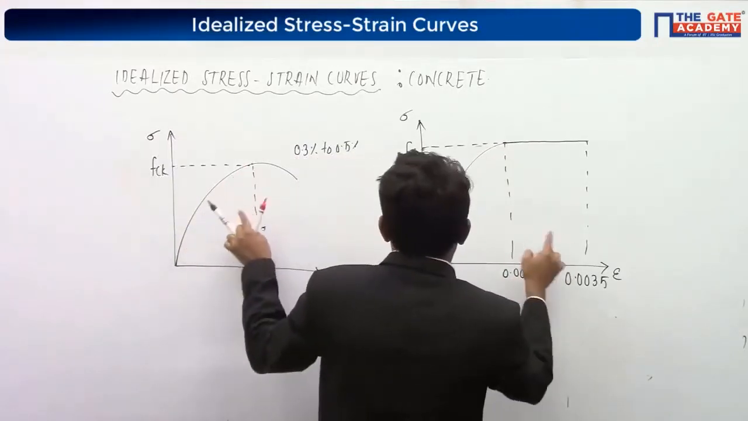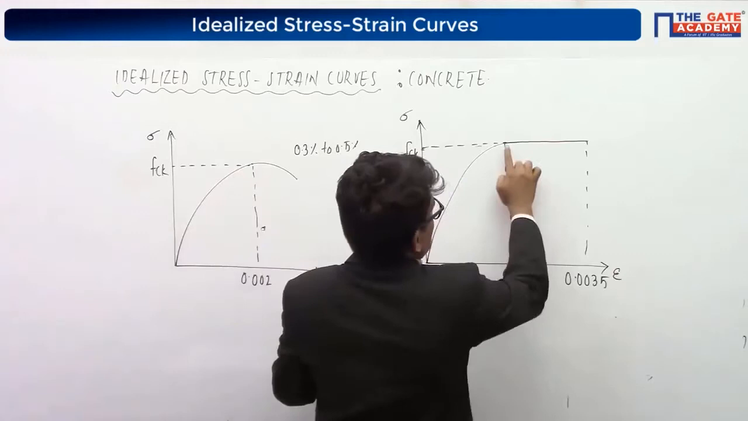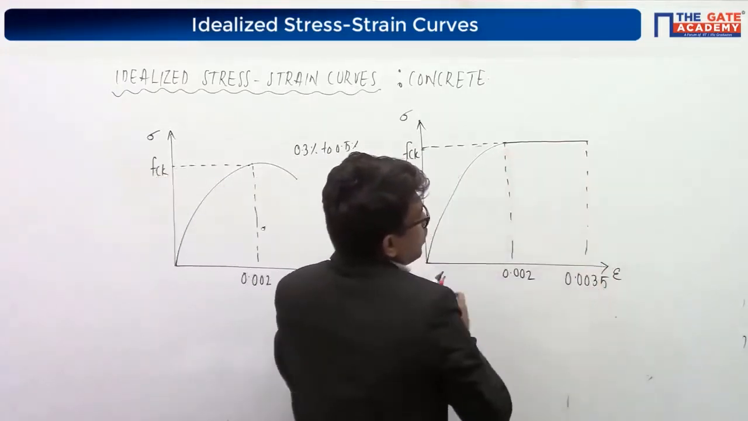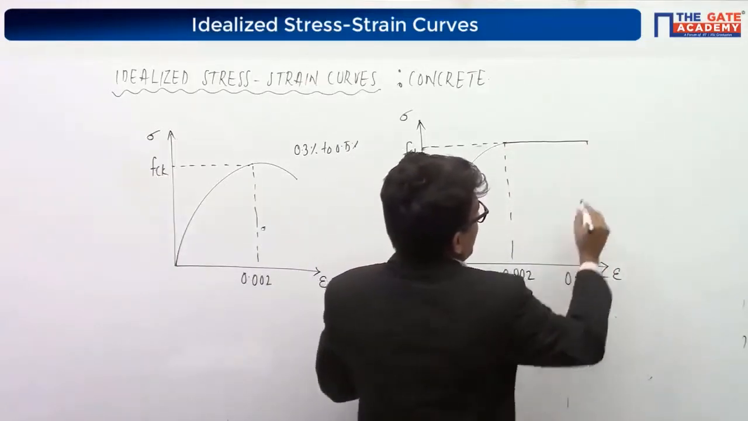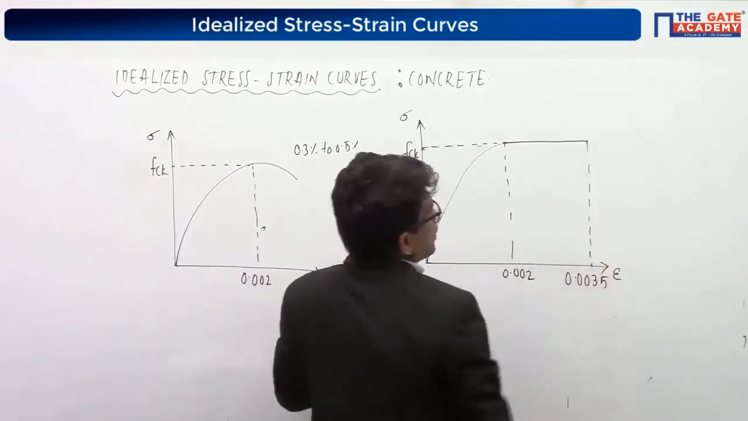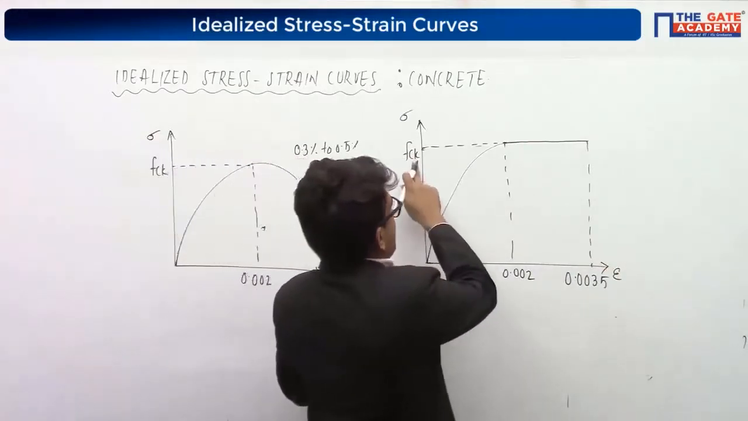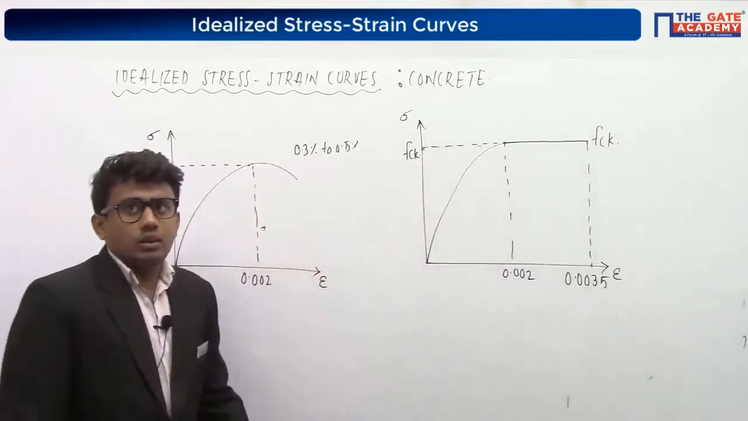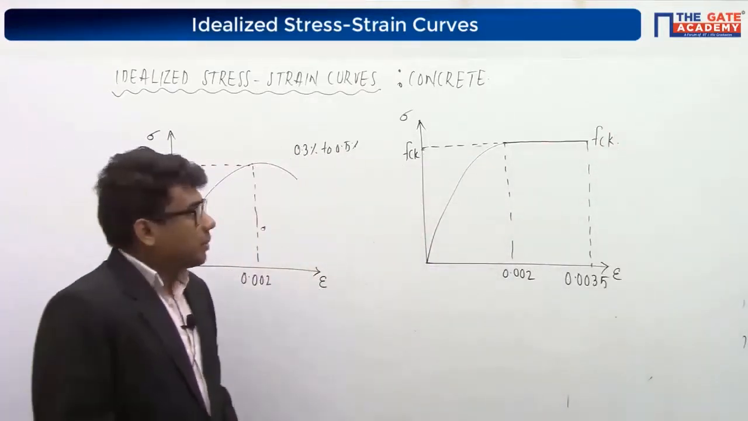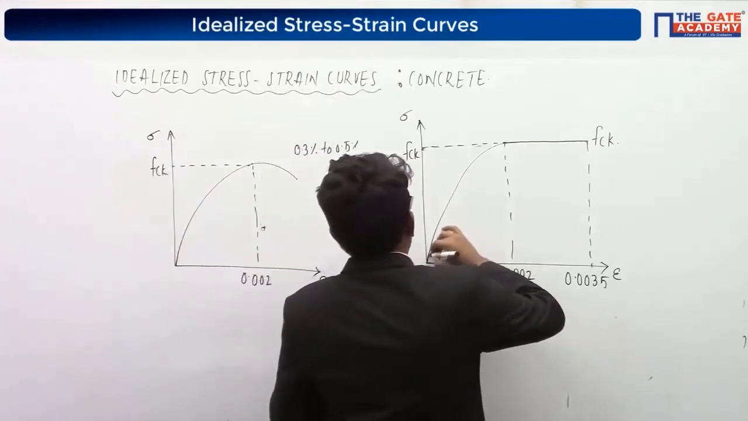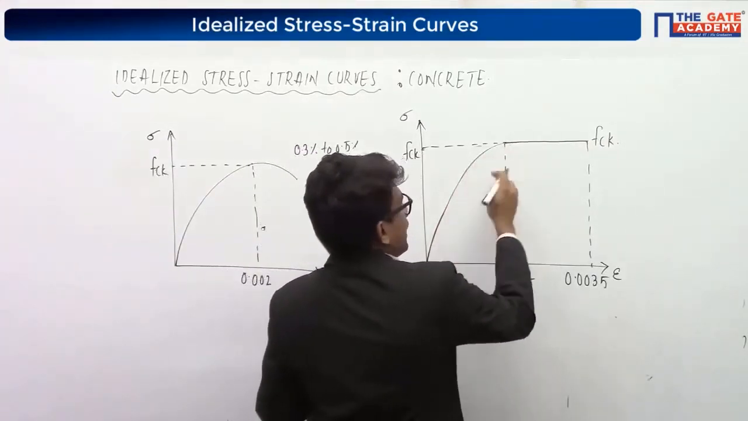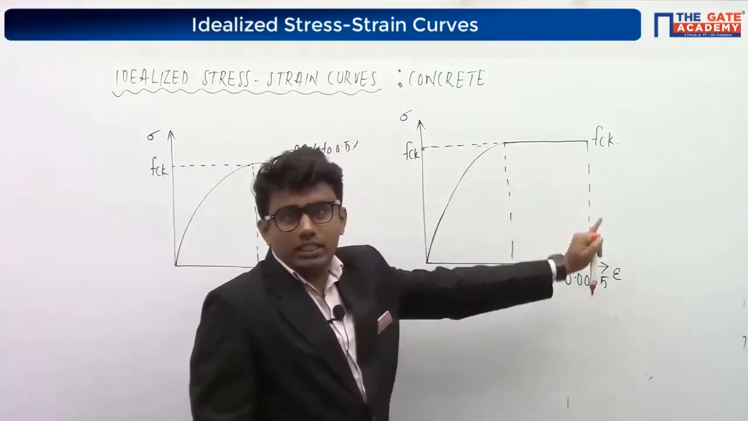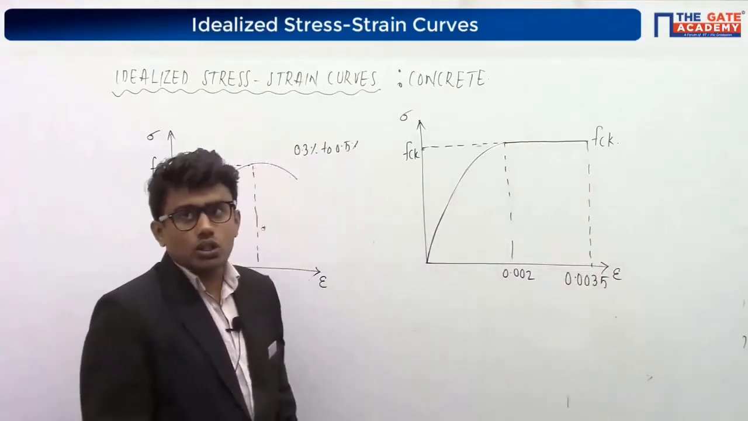You can compare it with this actual curve. After that, it is not like this. We have to consider a uniform stress value till the strain value 0.0035. This is called the idealized stress strain curve of the concrete. This is FCK, or I can write it here. That is FCK. Please note it down. This will be our stress strain curve of the concrete. It will be a parabola till the strain value 0.002. After that, it will be a uniform straight line till the strain value of 0.0035.